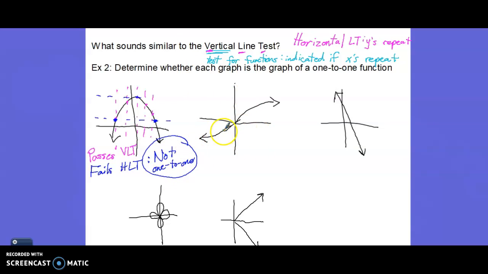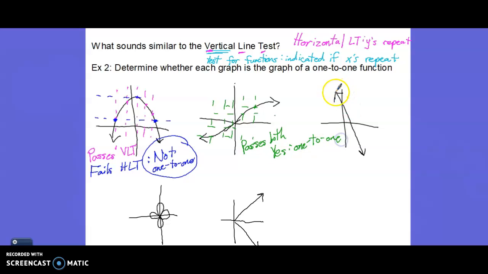But if you look at the next one, try to come up with a vertical line or a horizontal line that hits more than once. At least the way I drew it, it might not look very good because I messed up right there. But the intent of this problem was that every horizontal and vertical line will only hit the graph once. So it passes both, and because it passes both, therefore it is one-to-one. Yes, this is one-to-one.